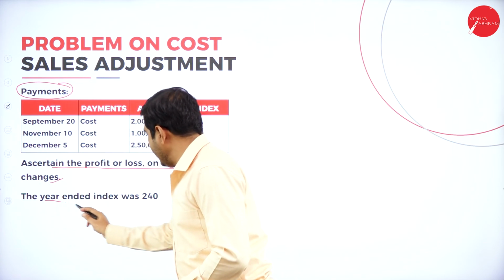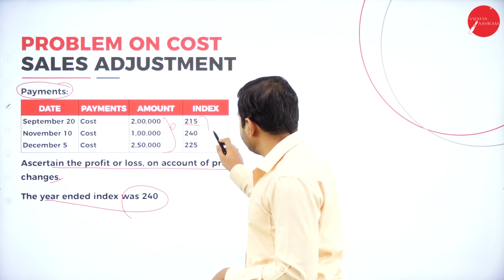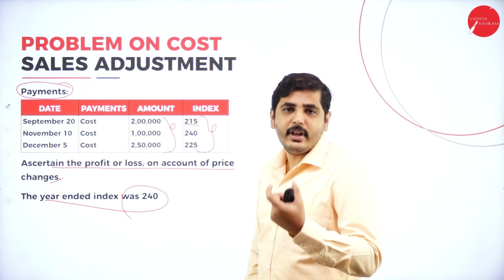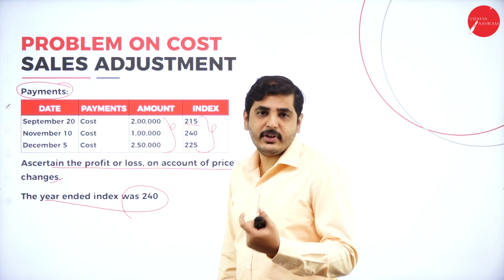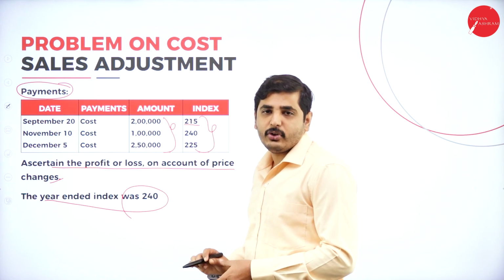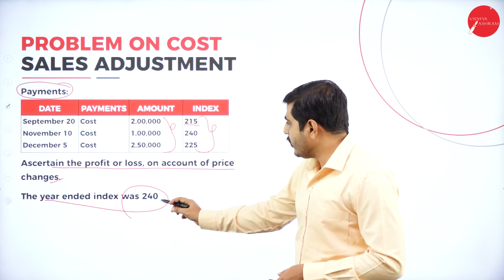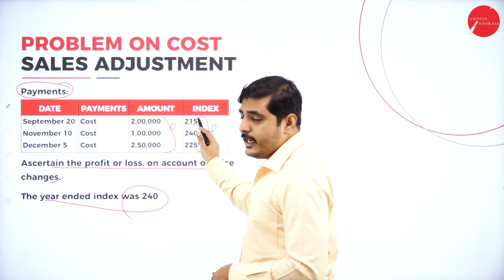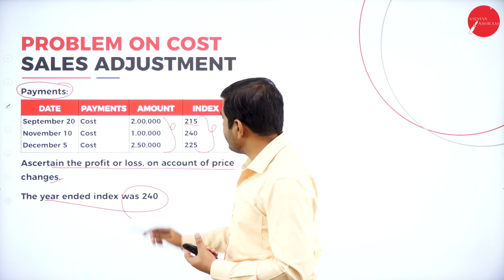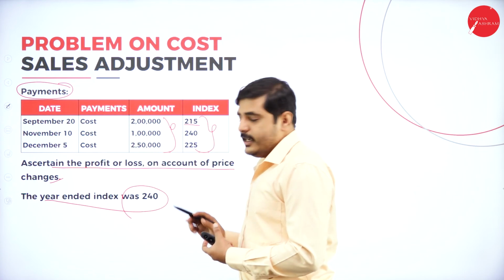Now the current year index is 240 rupees. So these are all the base year index, or the index when we purchased, the index when we sold. Now what is the current year index? 240 rupees. So we have to convert from 215 to 240. When the index was 215, the amount or historical cost was 2 lakh rupees. We have to convert this amount when the index is 240.